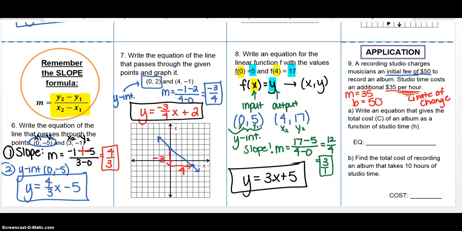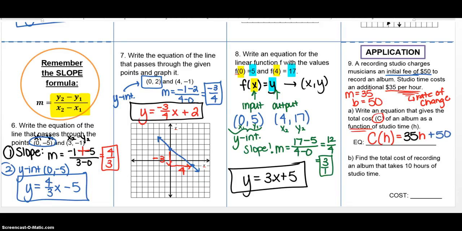But we're not using y and x, we're using function notation. So it's saying to write the equation that gives the total cost C of an album as the function of studio time H. So remember f of x, this is similar to that. It's C of H, so the cost of an album based on the time equals, and now we use that information, the slope, 35, but still use H, we're not using x, and then plus 50 because that's the y-intercept.